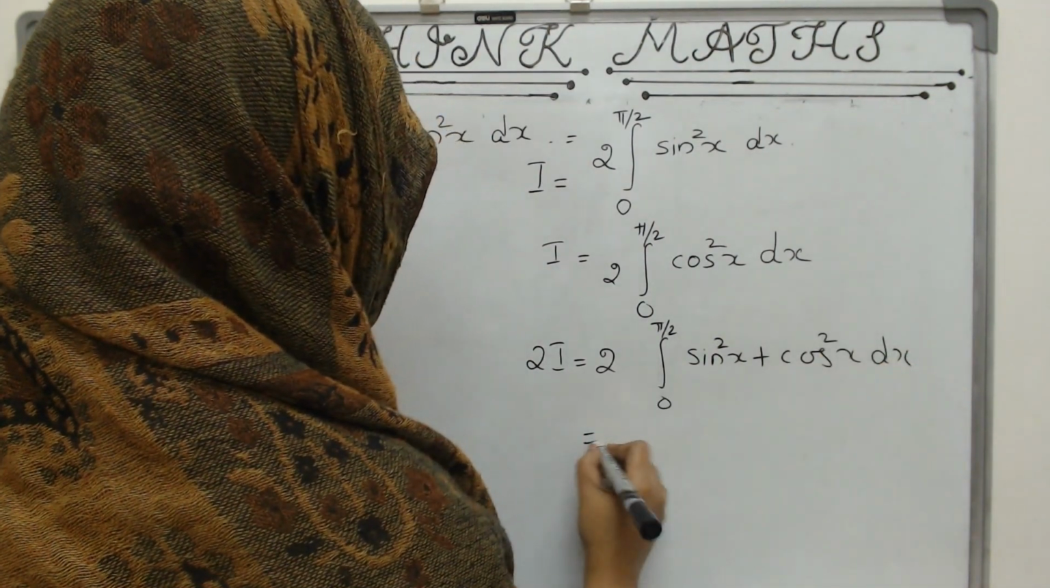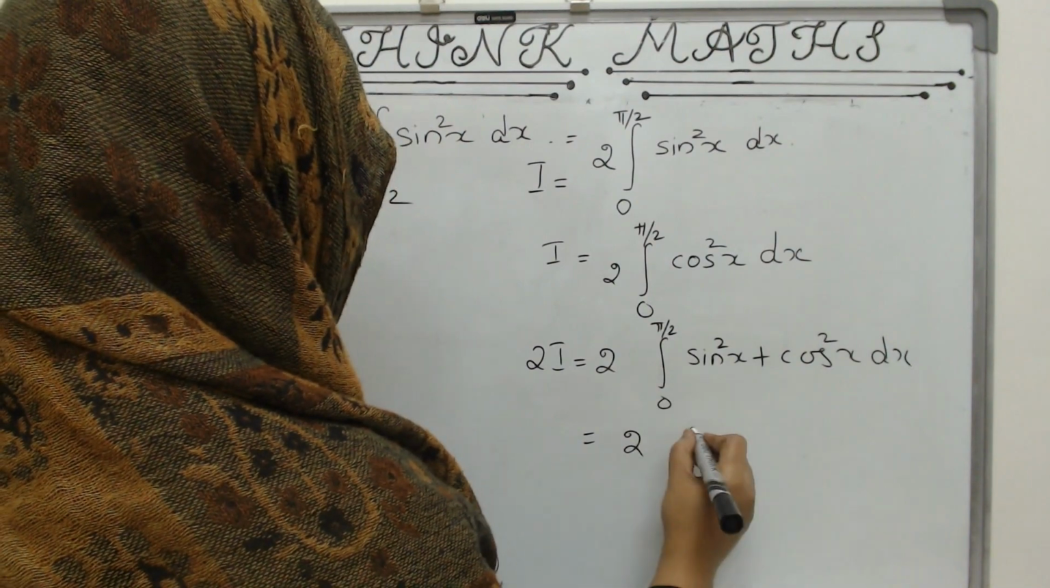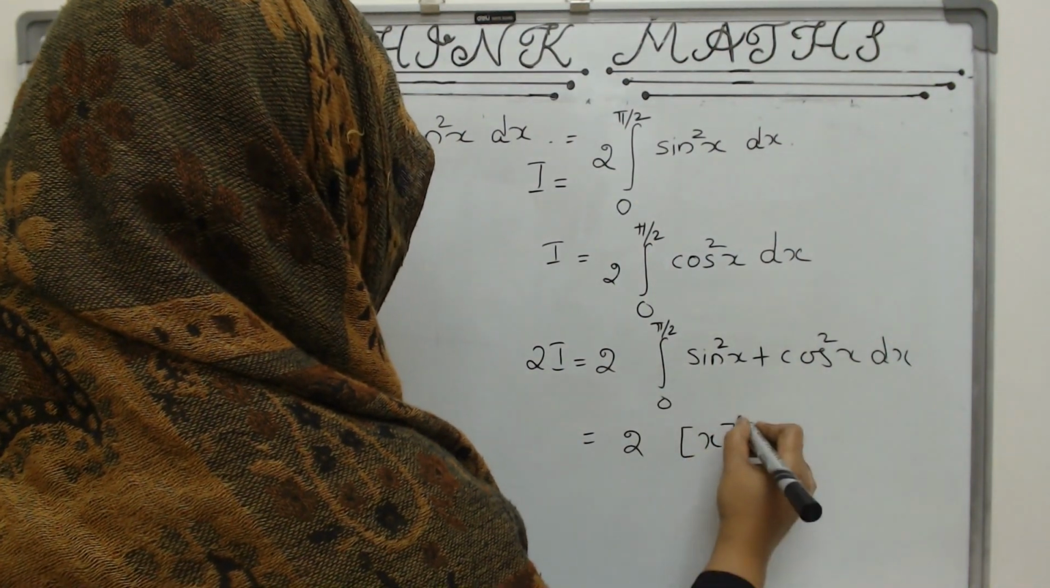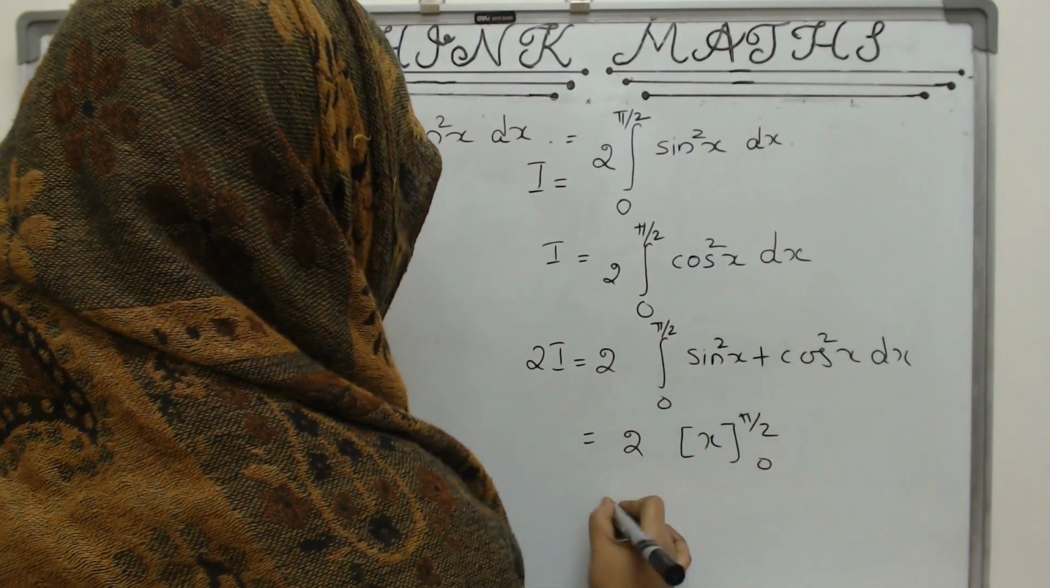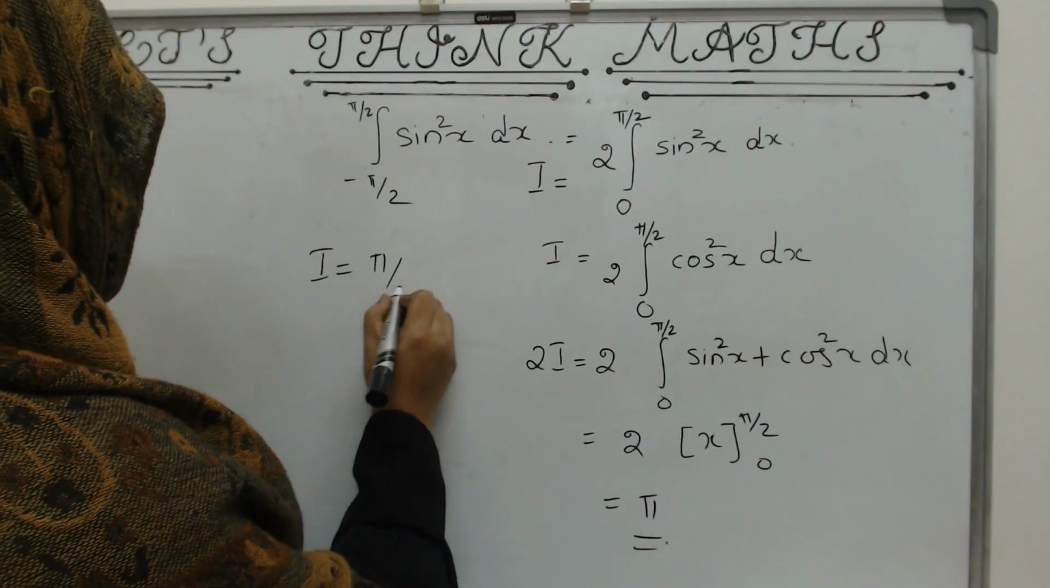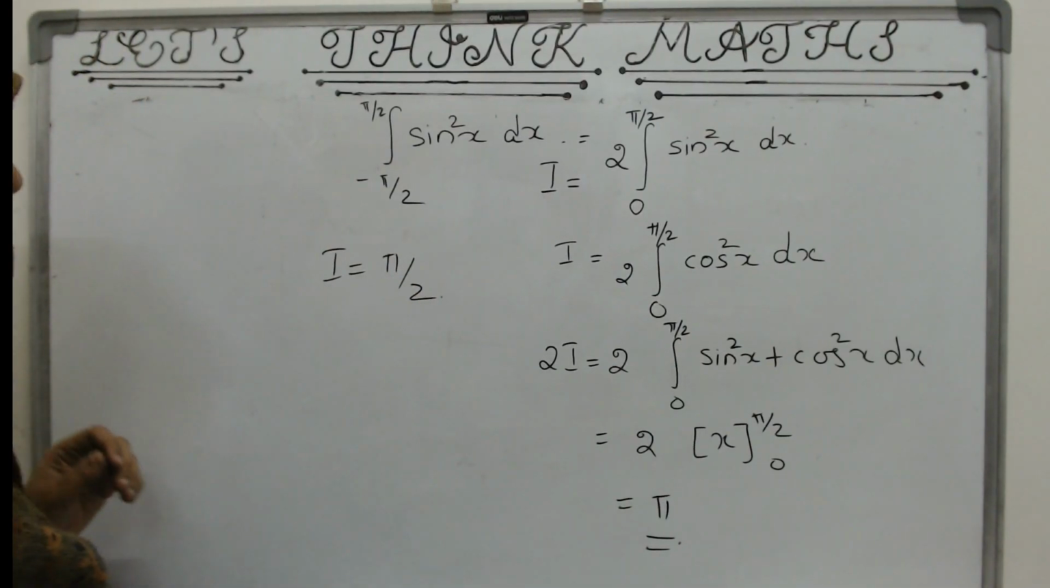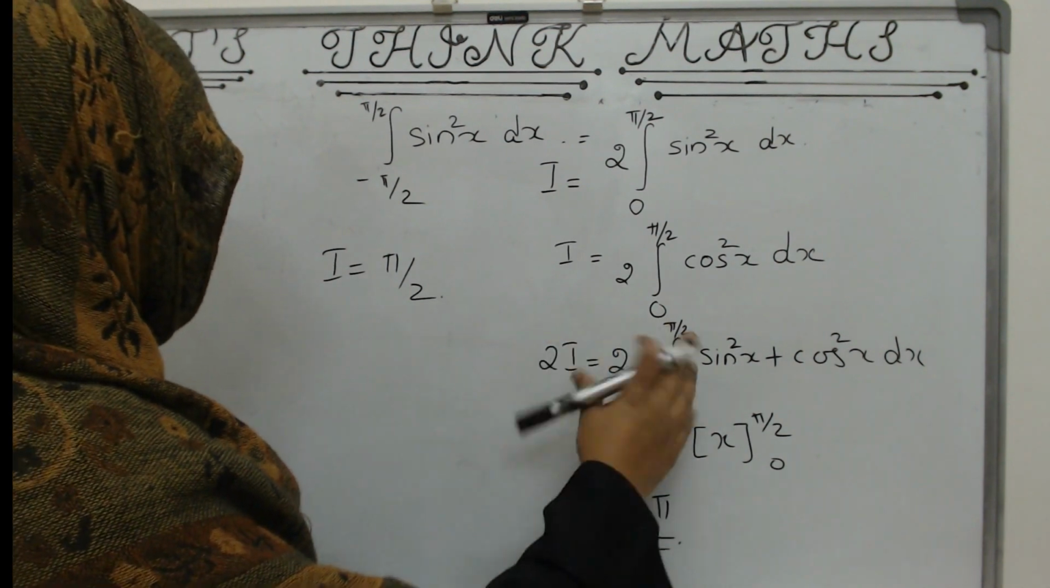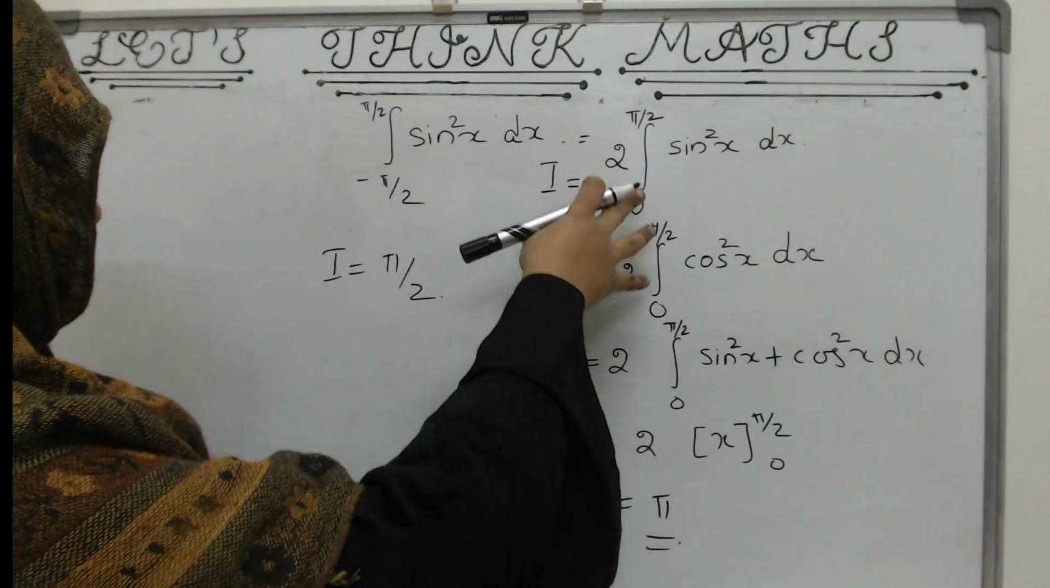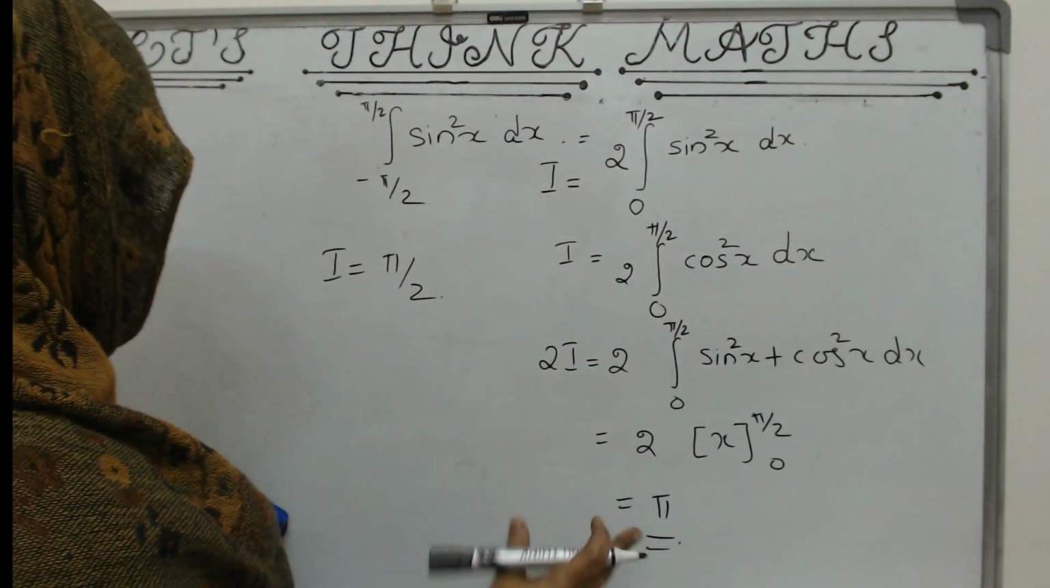That is equal to 1. So when you integrate 1, you get x. Again your answer is pi. I is equal to pi by 2. And so far we have been directly applying the properties. We just apply one property and we will get the answer, right?